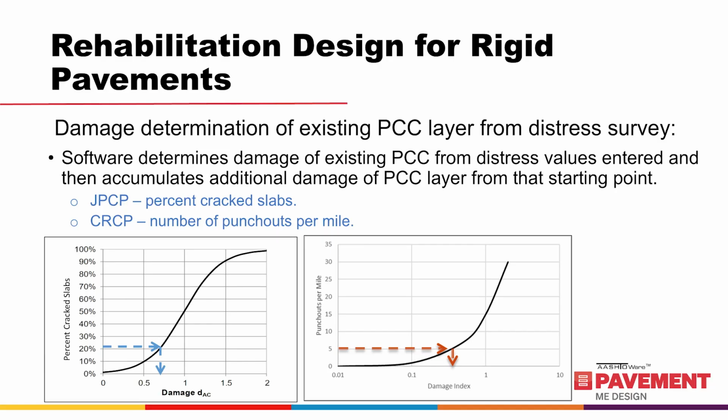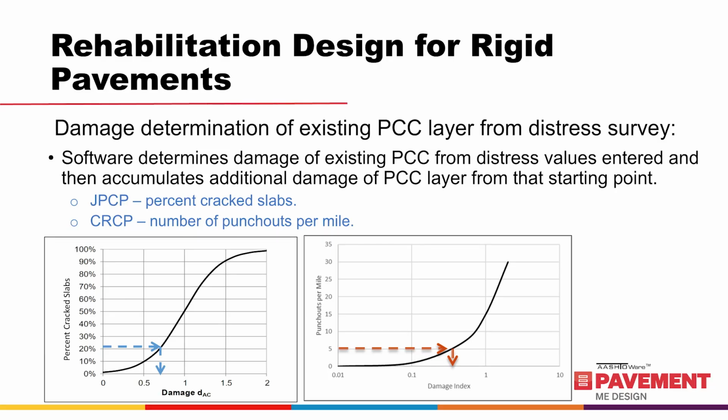For CRCP, it is done by number of punch-outs per mile. See the figure at the right. The number of punch-outs per mile are entered and the PMED software determines the in-place structural damage using the calibration curve between the number of punch-outs and fatigue damage index. The PCC back-calculated elastic layer moduli are not used in the determination of the in-place fatigue damage index.